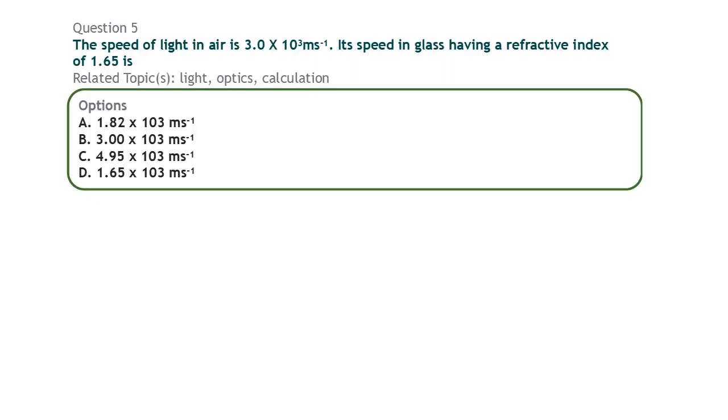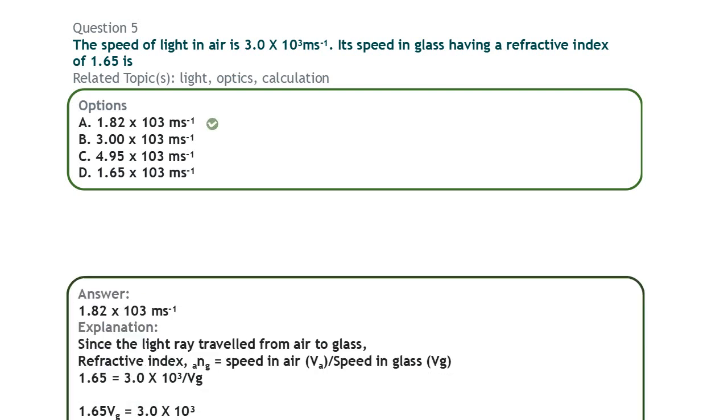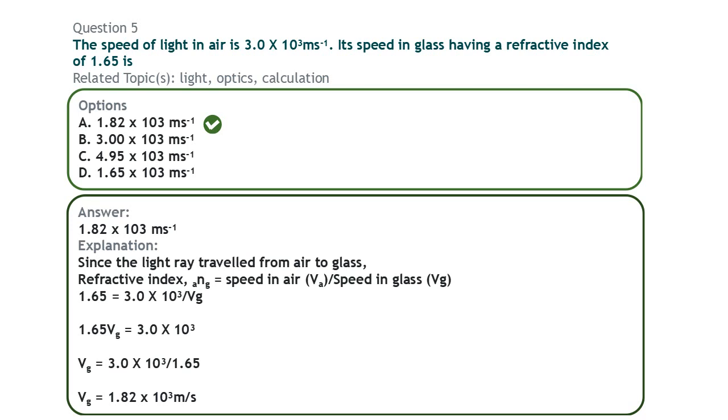Next, on optics and light, the speed of light in air is 3.0 times 10 to the power 3 meters per second. Its speed in glass, having a refractive index of 1.65, is. So what we are required to do here is to calculate the speed of that light when it enters the glass. Now, since the light ray is traveling from air to glass, then the refractive index is going to be equal to the speed in air divided by the speed in the glass.